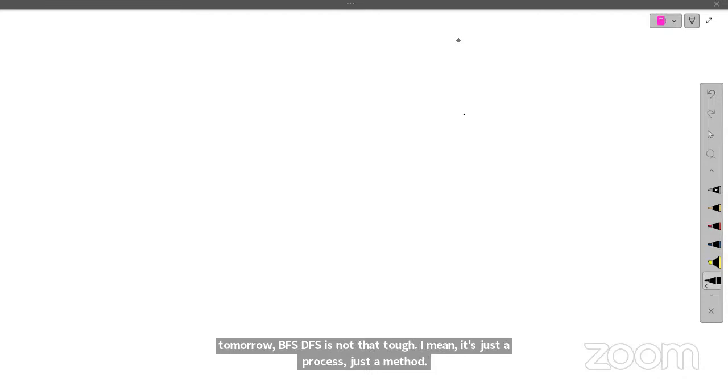So tomorrow, BFS and DFS are not that tough. It's just a process, just a method. I hope you guys won't struggle, because concepts like matching, independent set, and vertex cover are a little bit confusing, but BFS and DFS are very straightforward. You just have to follow a procedure.